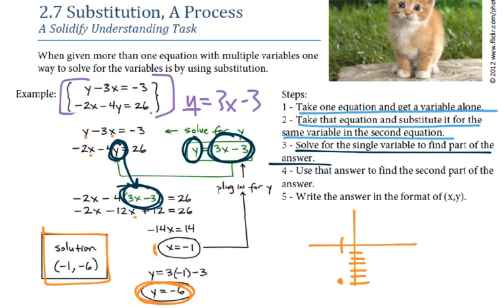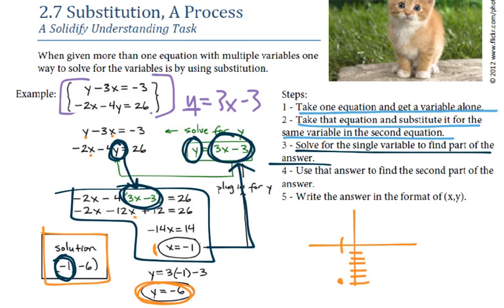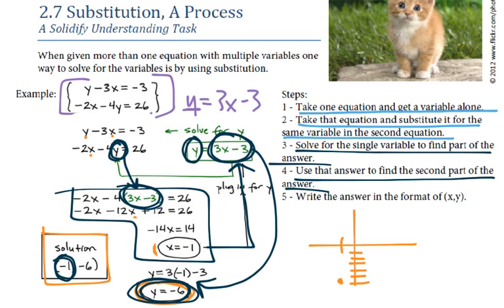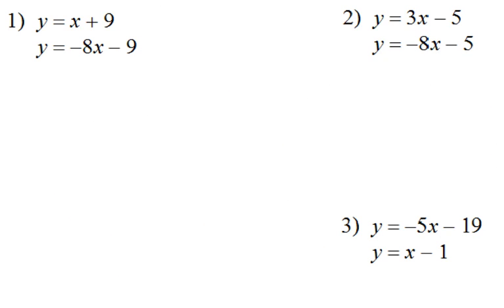Then we solve. So they did all this work, solved and got one variable. That was half of our answer. Then we use that answer, plug it back into that other equation. That gives us the second part of our answer. Then we write it down as a point. So let's take a look at some examples. And remember, the whole point is finding out where they intersect.